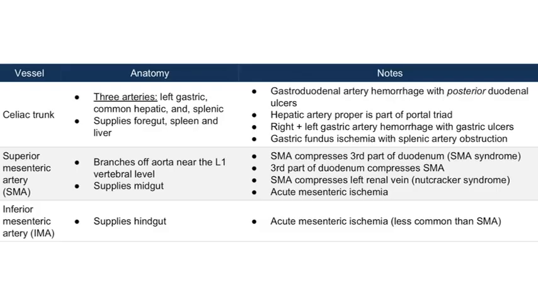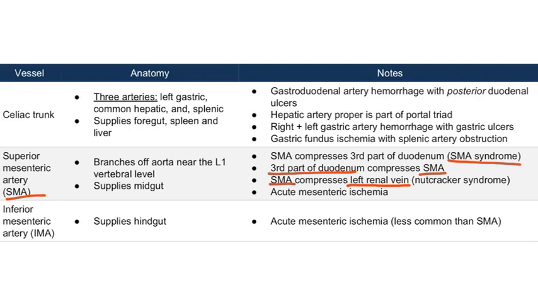So going back to our table with our discussion of SMA, we've discussed SMA syndrome, which is how the SMA can compress the duodenum, causing an SBO. We've also discussed how the third part of the duodenum can compress the SMA, causing ischemia. Now let's talk about how the SMA can compress another local structure, the left renal vein. Like the third part of the duodenum, the left renal vein crosses the aorta posterior to the SMA in order to drain into the IVC.